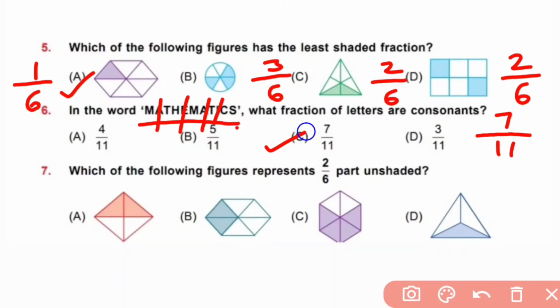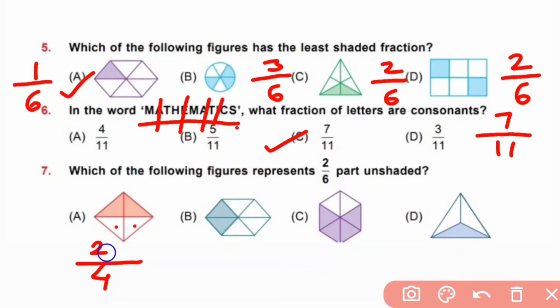Question number 7. Which of the following figures represents 2 by 6 part unshaded? So here we find out the fraction which are unshaded. In option A, there are 4 equal parts. Out of 4, 2 parts are unshaded. So the fraction will be 2 by 4.